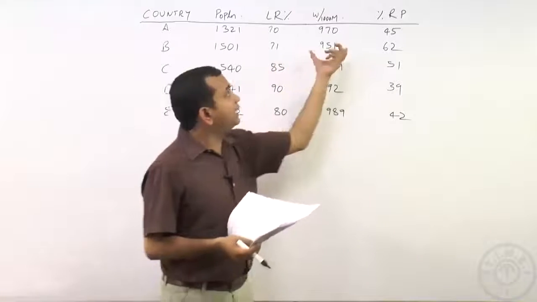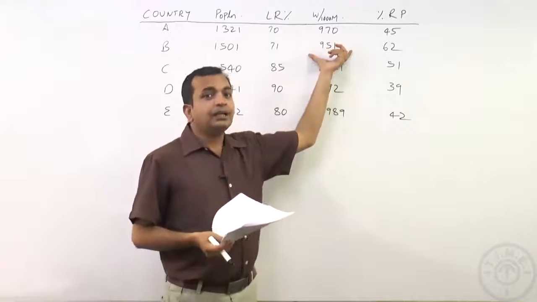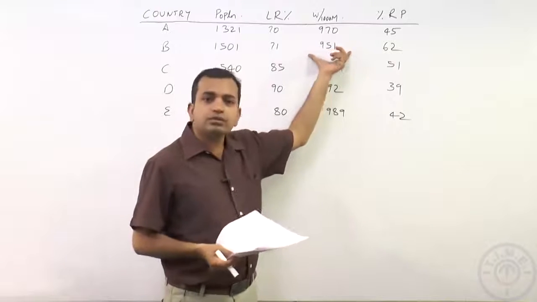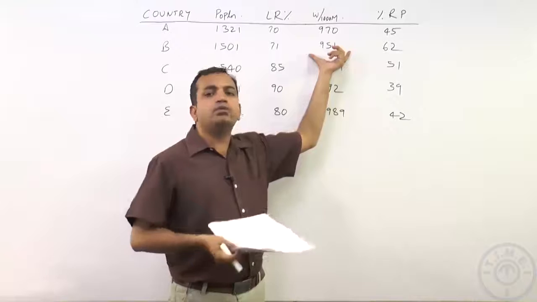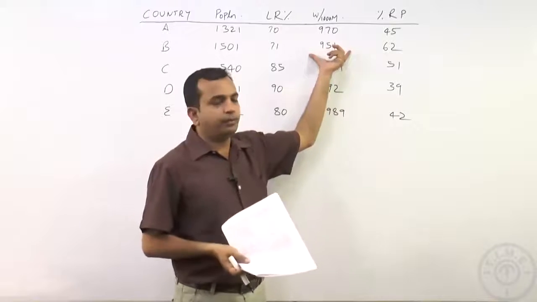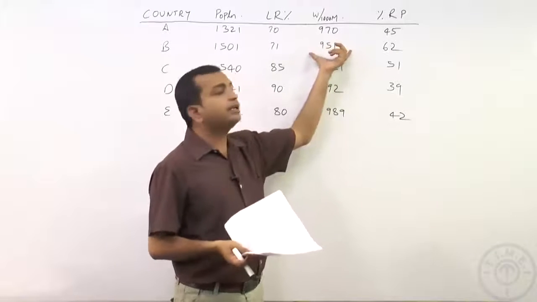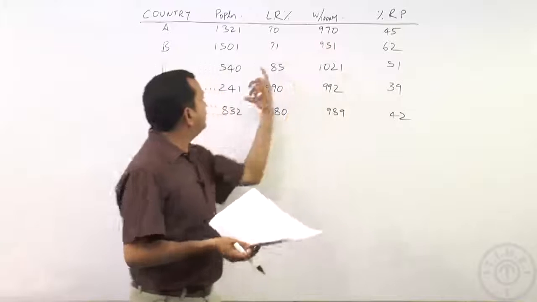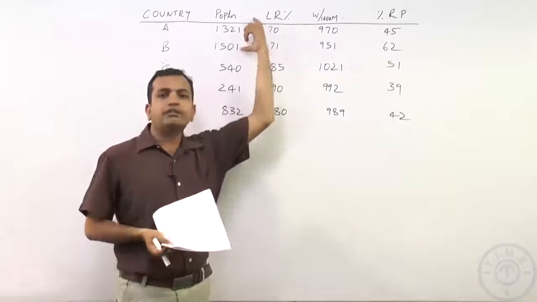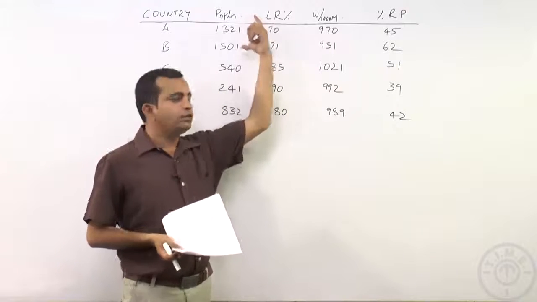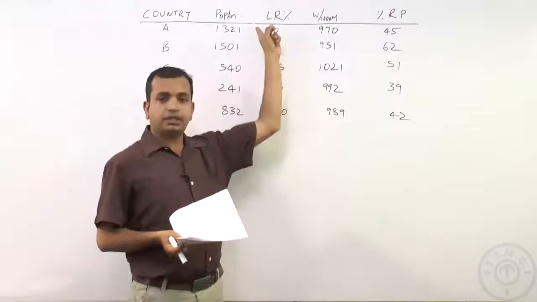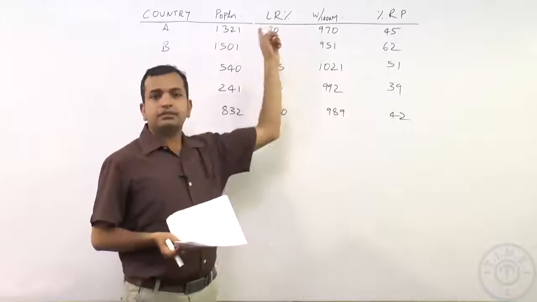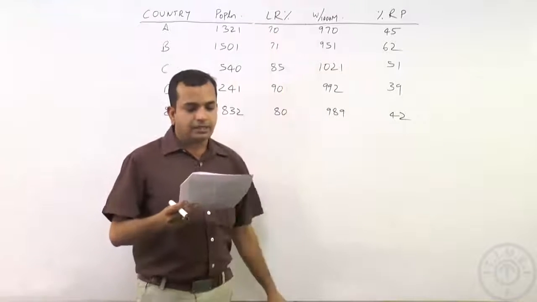Now, how can I neglect this? I can neglect this because this is very close to 1000, which means the number of men will be almost equal to the number of women. Yes, there will be some difference, but it is close enough to be neglected because these 3 countries are way away from these 2 countries, which means these are the 2 countries which will have the highest population, second highest population, highest men, second highest men, highest women, and second highest women.